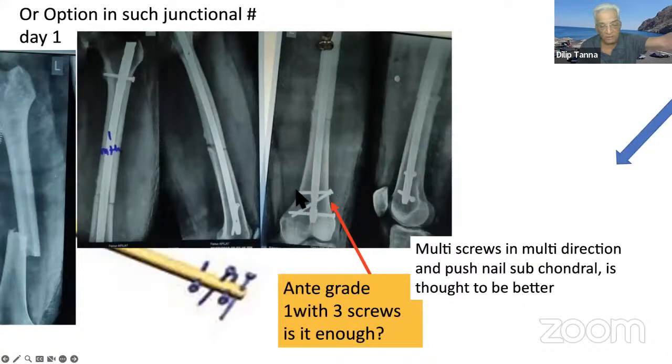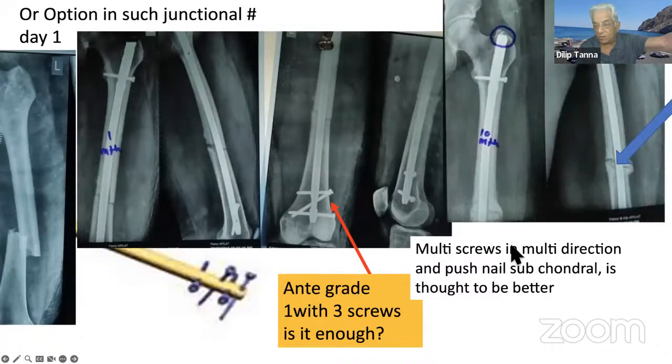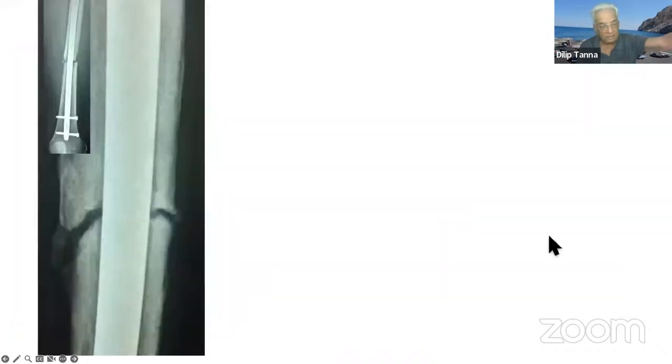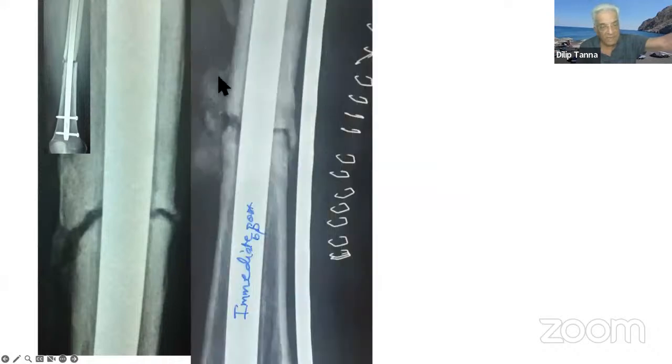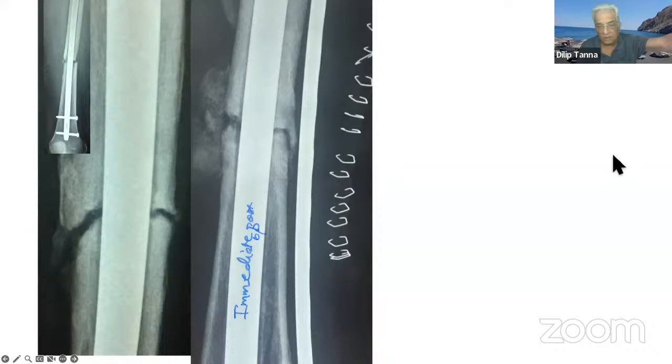As you can see here, even with three screws, it has gone into non-union. People talk about how a multi-directional screw will not go into non-union, but I feel it's not 100% sure. So for such a fracture, when it doesn't heal up, it needs an adjuvant plate and anterior bone grafting. If you do a medial bone grafting or a lateral bone grafting, it's not going to be good enough. Ultimately it heals up with the whole medullary cavity reestablished.